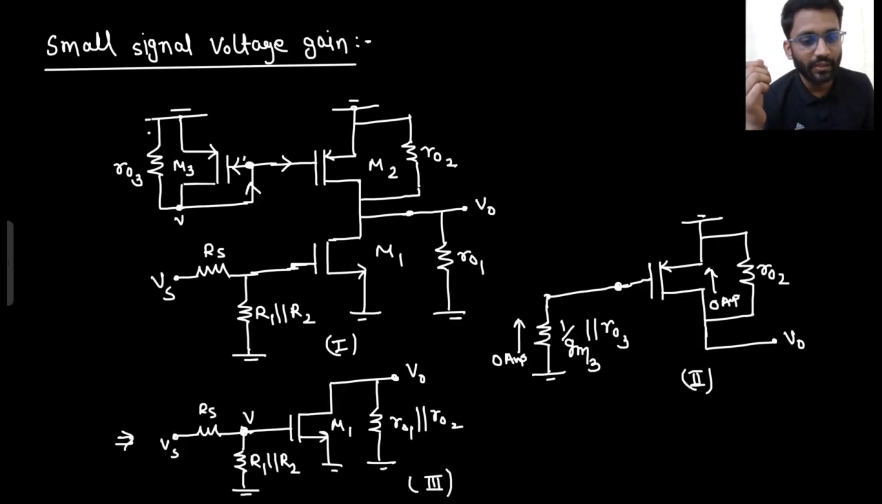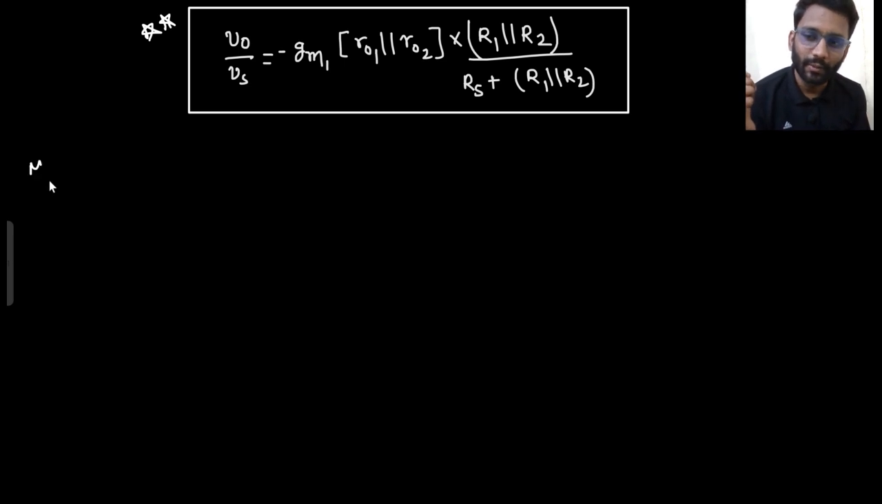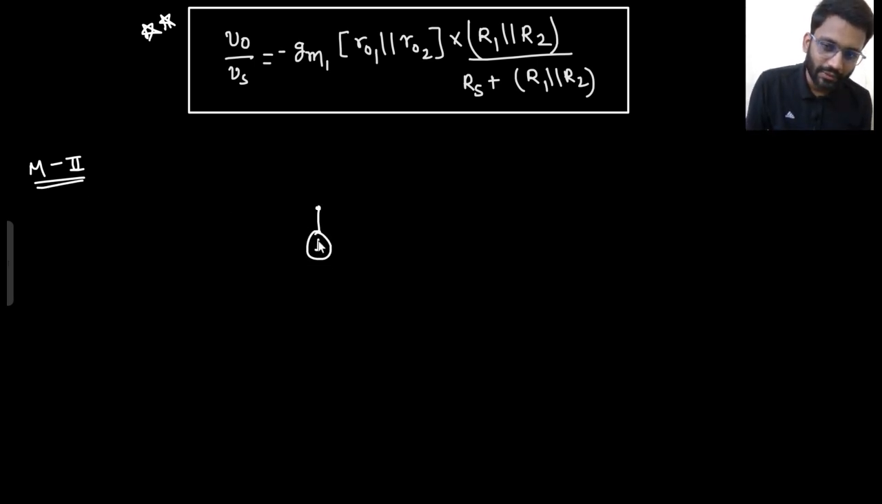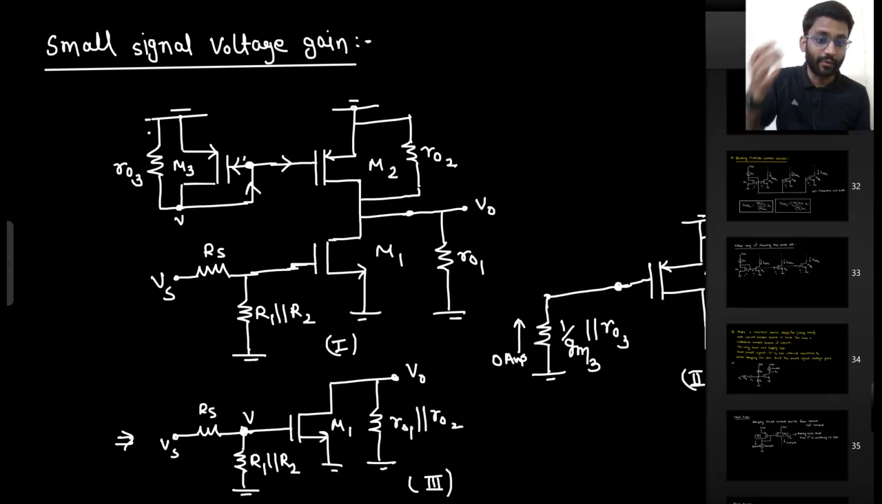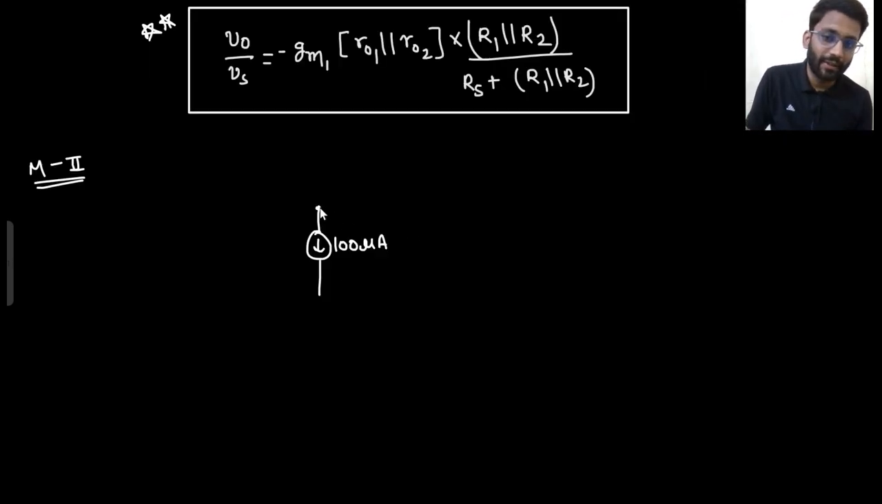So what is our method 2 now? Method 2. Simply we have a 100 microampere current source here. Now how much output impedance is this 100 microampere current source having? From this particular node you will see that is R02, right? So you will make this the 100 microampere current source, which is having a resistance of R02.